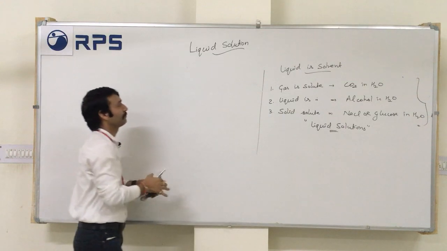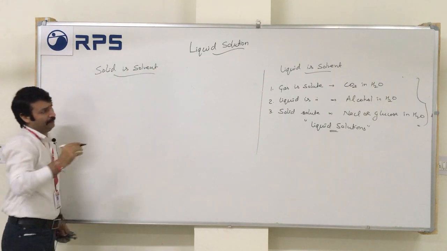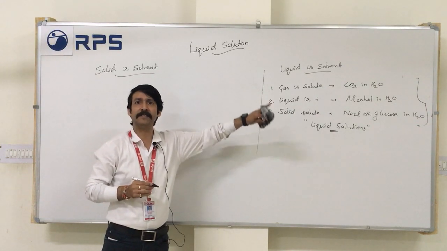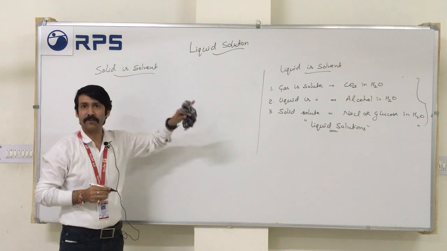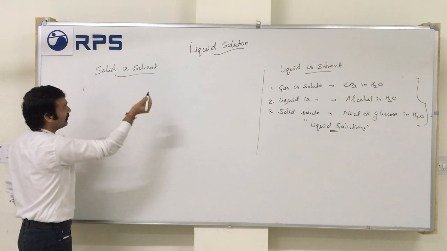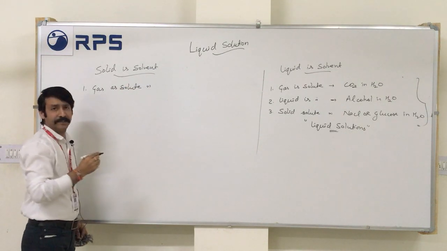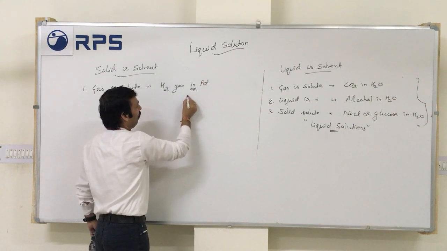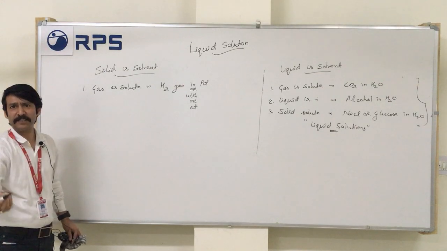Now, third case, when the solid is solvent. In our syllabus, now we study only liquid solution. After this chapter, there are other chapters, and out of those, there is surface chemistry, under which you study solid as solvent, solid in solid, and other types of solutions. When solid is solvent, first one, gas as solute. One common example is hydrogen gas in palladium, at the palladium surface. It is considered as gas dissolved in solid.